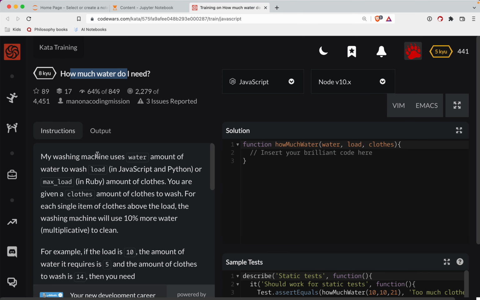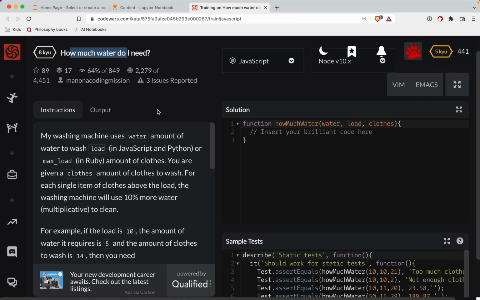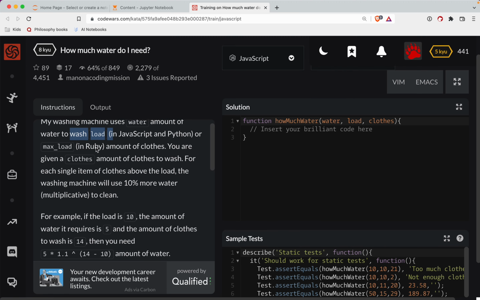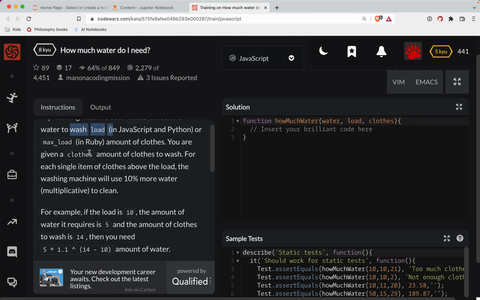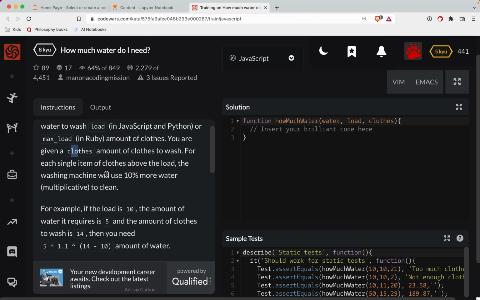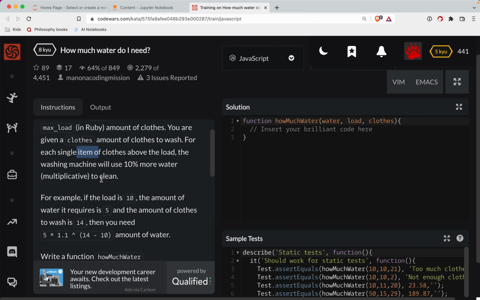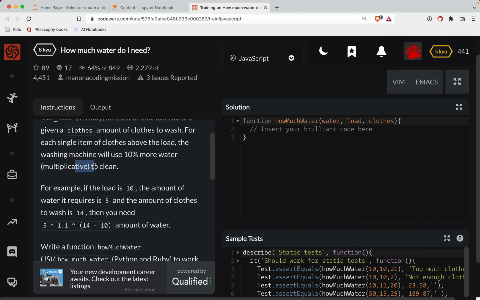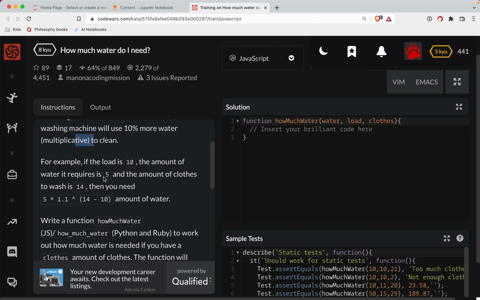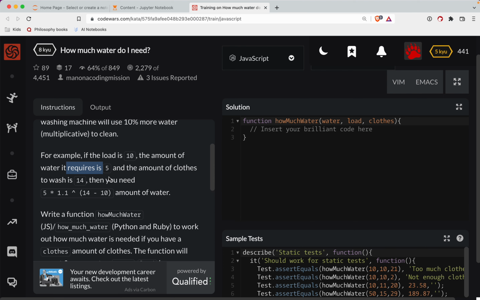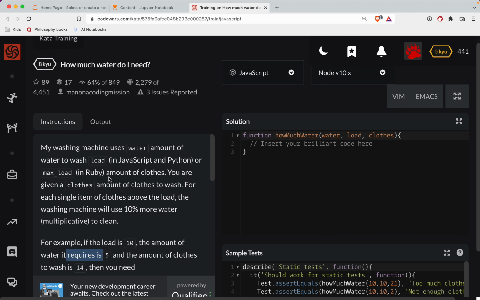So let's get started. We have a washing machine that uses a water amount to wash a load, with a max load. If you are given an amount of clothes to wash, for each single item of clothes above the load, the washing machine will use 10% more water, multiplicative, that's a big word, to clean. So for example, if the load is 10, the amount of water it requires is 5, which I guess is half. I missed that part.